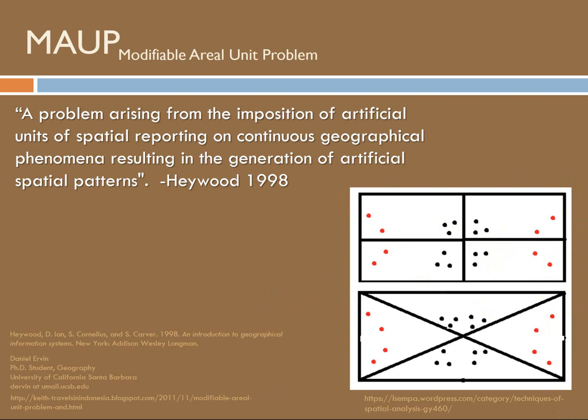So let me just back up. Basically, this concept refers to the problem of imposing arbitrary boundaries on normally continuous geographic phenomena. The results of our analyses are going to be sensitive to the size or shape of the zones that we impose to organize or aggregate the data. So in this example, imagine that these red dots are underperforming schools and the black dots are meeting or exceeding standards. Schools that are, not the dots.